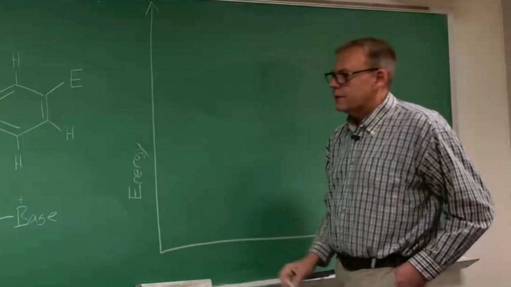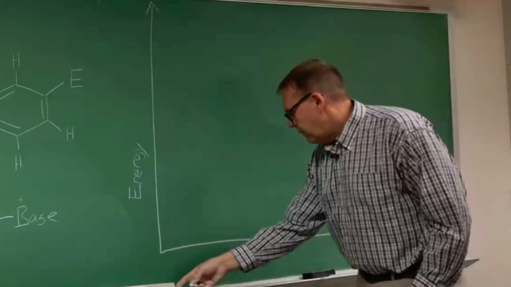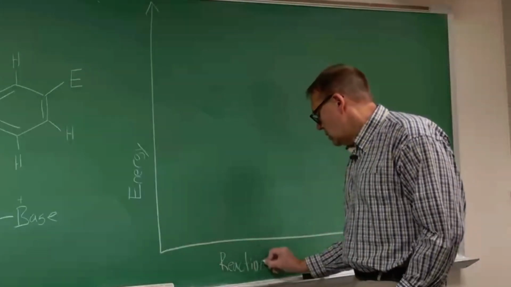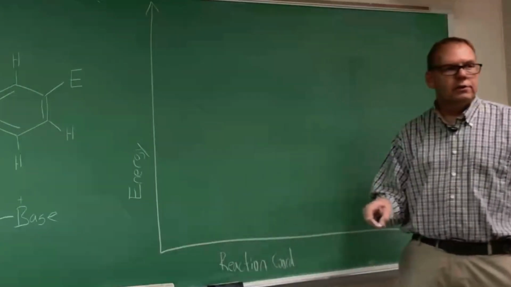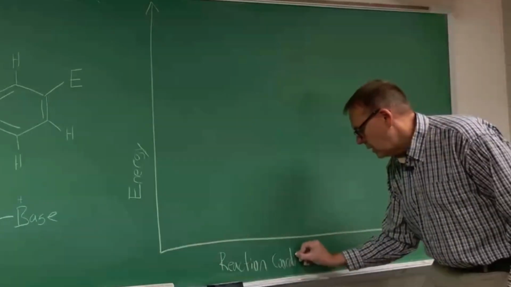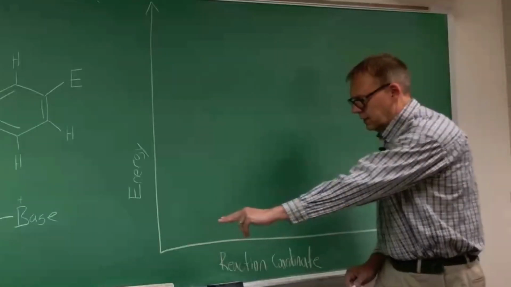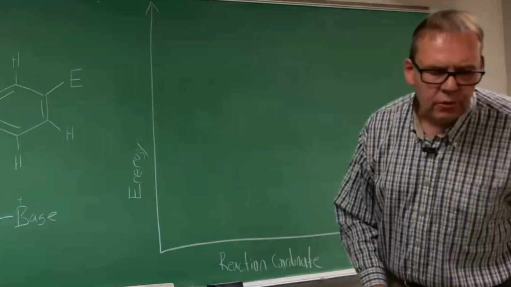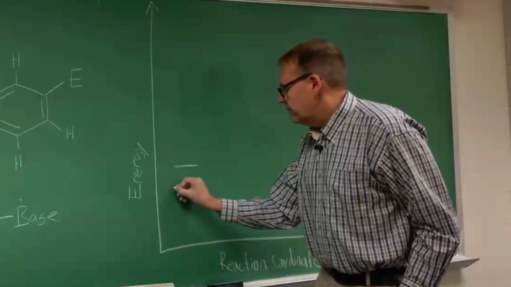Energy's on the y-axis and it goes up. Things that are higher up are less stable. Things that are lower down are more stable. And this x-axis is the reaction coordinate. That means just the passage of time as the reaction progresses from starting materials to intermediate to product. You're going to go from left to right. It's like watching a movie of the reaction. You could start at the beginning and then pan through to the end, and you can see the intermediate in the middle. So let's draw a line here to represent the energy of the starting materials.